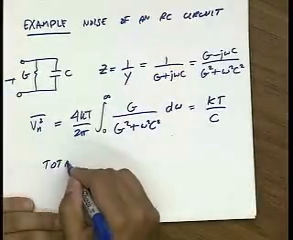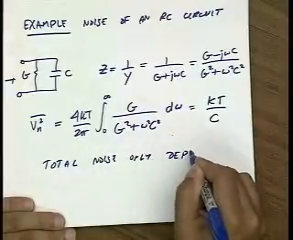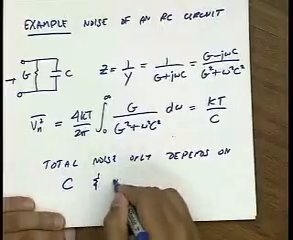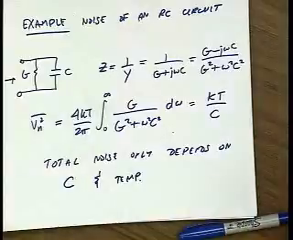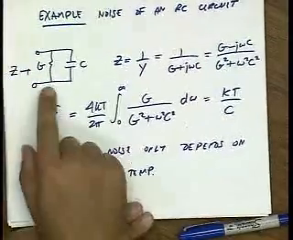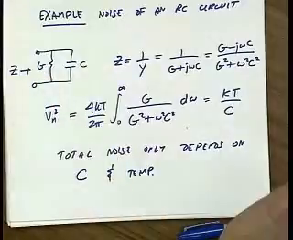So the total noise only depends on C and the temperature. Now that's not an intuitive result because we just said capacitors are noiseless, resistors generate noise, and yet for this circuit the total noise is independent of the value of resistance. That seems very anti-intuitive. Does anybody have an explanation?